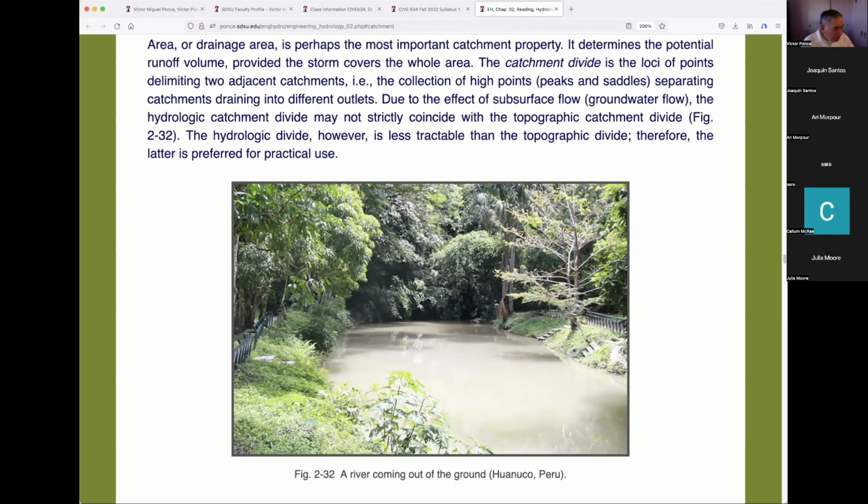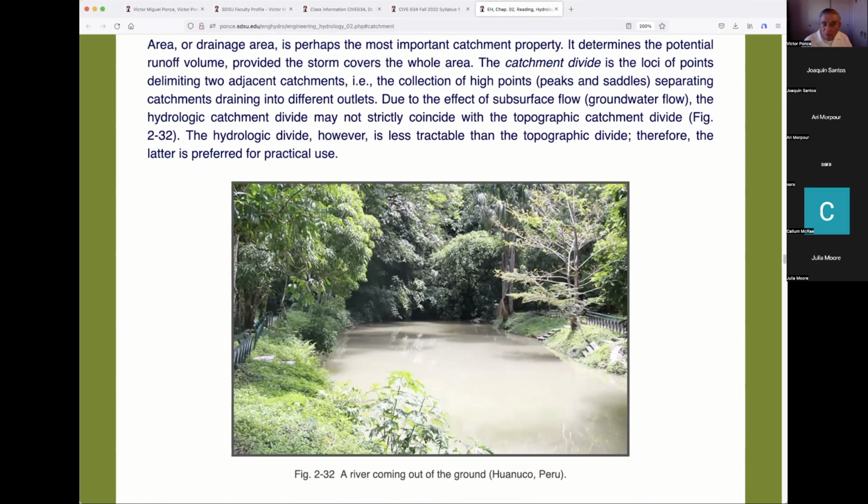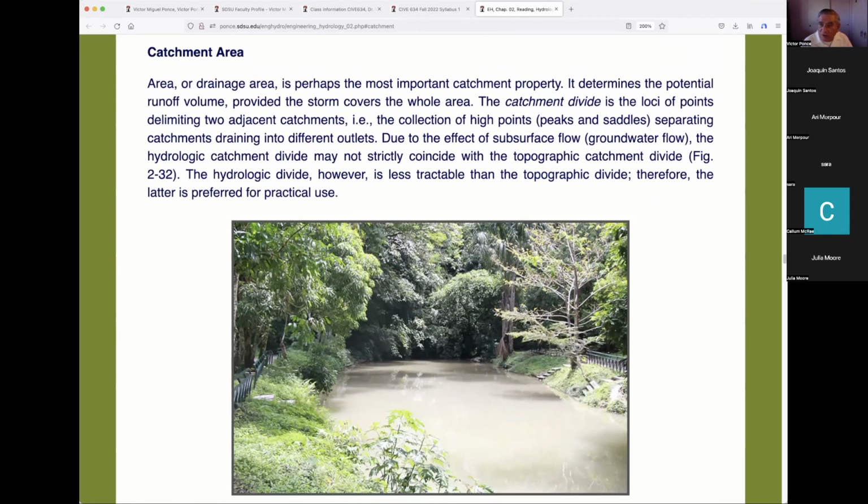However, there is subsurface flow. And oftentimes we have unusual things like this particular one over here, a river coming out of the ground in Peru. This is a large river, by the way. It just went underground and came out somewhere else. So if you started figuring out where this water came from, it came from underground. It's technically a spring, or the river that goes underground and comes out somewhere else. So it confuses the surface water hydrologist who is trying to determine the peaks and saddles so that he or she can come up with an estimate of the basin.